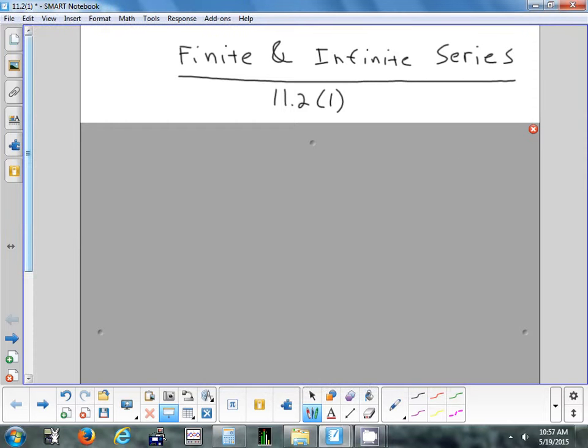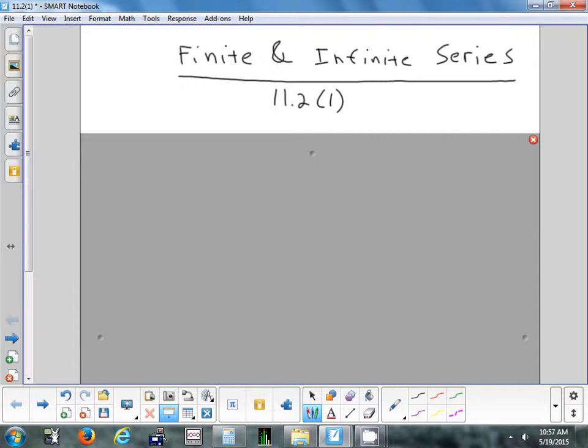Right, so yesterday we looked at sequences, which is basically a list of numbers separated by commas. Today we're going to start looking at what happens when you take that list and you add up the numbers. We're going to focus mostly on finite series today, which means the number of things you're adding up is not infinite. It doesn't go on forever.